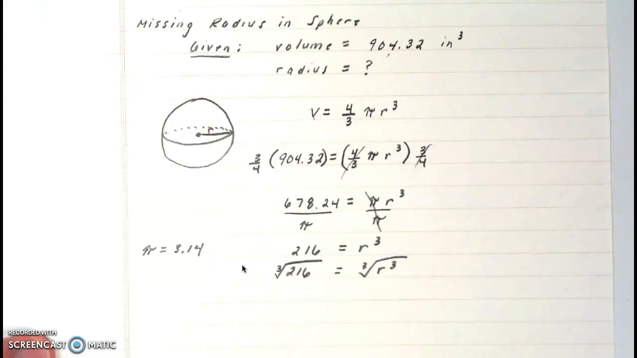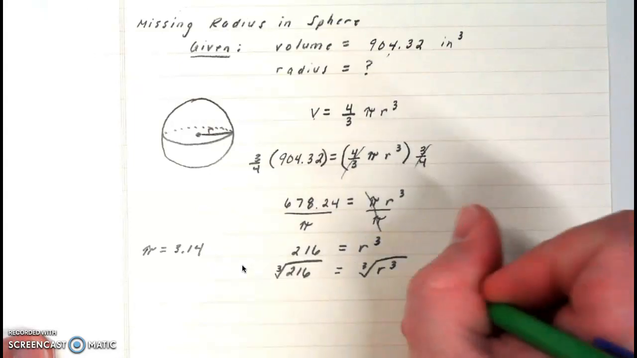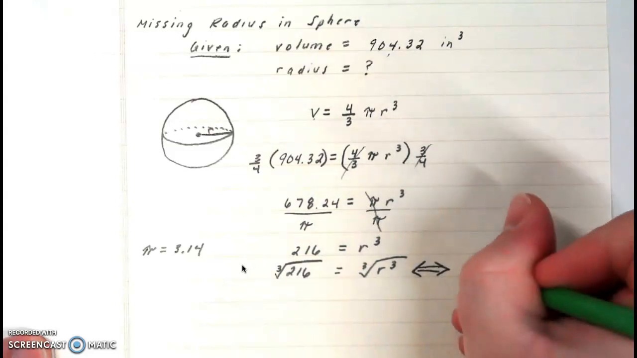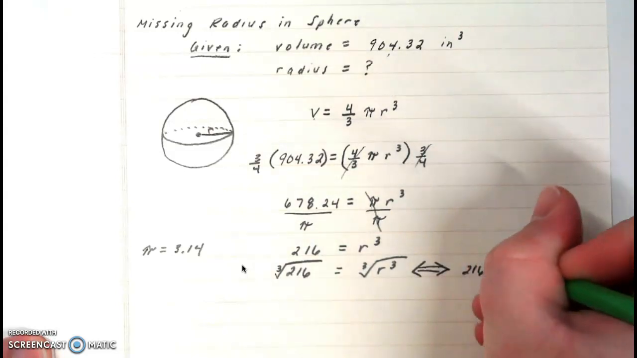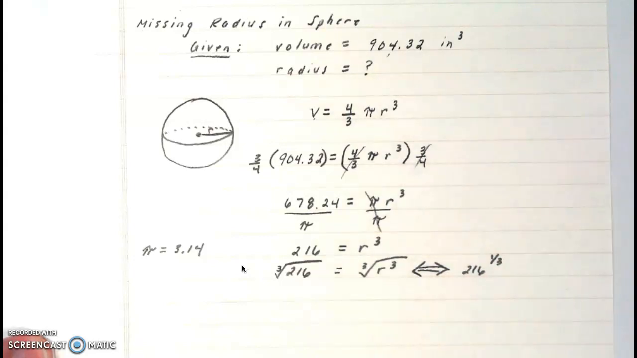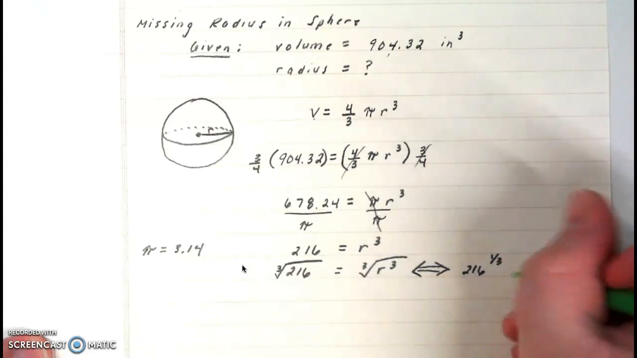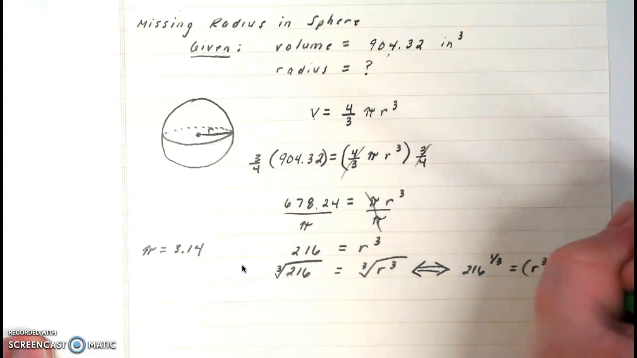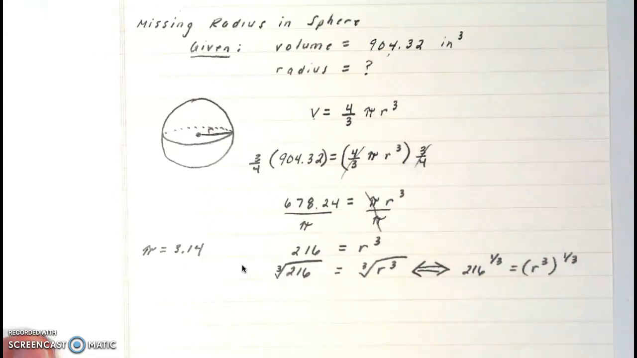Now, if you don't like how that looks, this is the same thing as saying this, 216 to the 1/3 power equals r cubed to the 1/3 power. So taking a cubic root is the same thing as raising something to the 1/3 power.